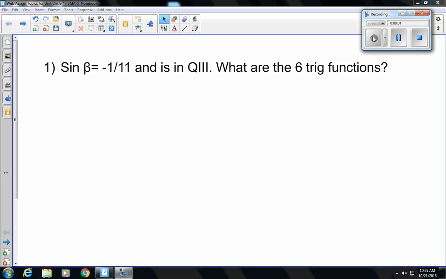First question. First of all, what is this? Beta, but what is that? It's an angle. Anytime you see a Greek symbol like alpha, beta, theta, and WebAssign uses a lowercase t, that stands for an angle. So this says the sine of some angle we're going to call beta has a ratio of -1/11.